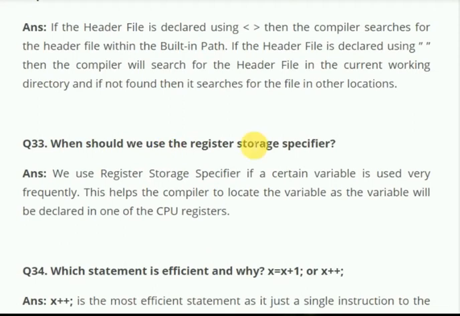When should we use the register storage specifier? We use the register storage specifier if a certain variable is used very frequently. This helps the compiler to locate the variable quickly, as the variable will be stored in one of the CPU registers. So we can use registers if a single variable is used many times or too many operations are being done on it.